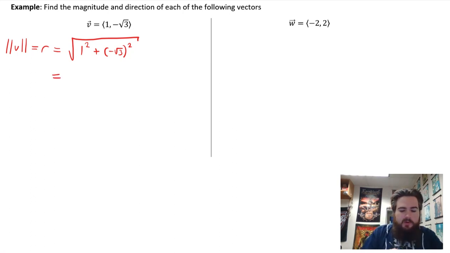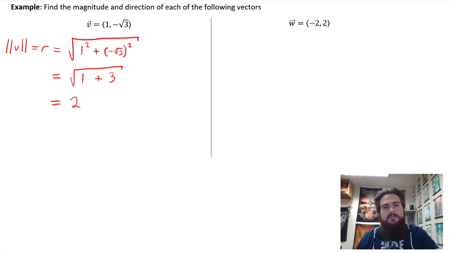This one's pretty nice. 1 squared is 1. The square root of 3 squared is just 3. Meaning our answer overall here for the magnitude is simply the square root of 4, which is 2. For the magnitude, we will typically refer to the magnitude as a positive and adjust the direction as necessary depending on where the vector is, which we should consider.